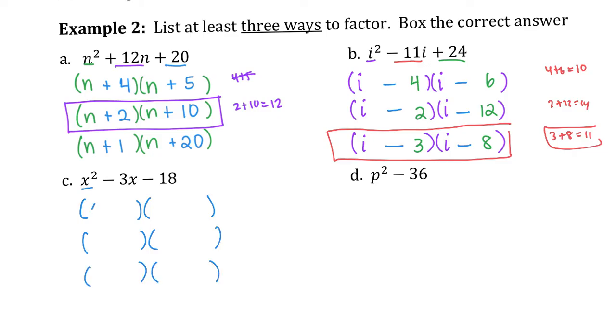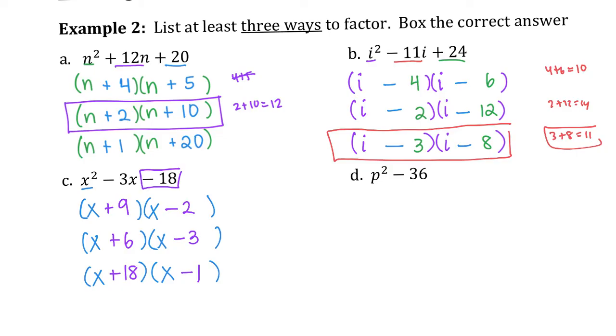Let's see, x squared, so x times x. Okay, what do I have? I have a negative 18. Let's think of what I times to get negative 18. A positive and a negative. Positive, negative, 9 times 2. How about 6 times minus 3? How about 18 times minus 1?